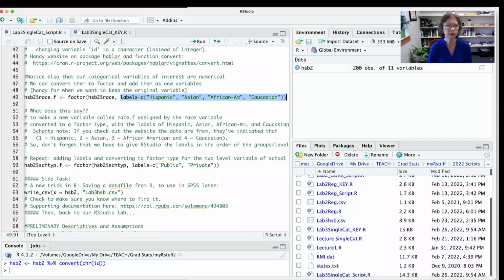Now you do need to give the labels to RStudio in the order that they are. So you need to know, when you're doing this kind of thing, what order the levels are in. You'd have to go back and look at the code book to know those. Because if you look at the variable and it's just 1, 2, 3, 4, you're not going to know which one's which without the code book.